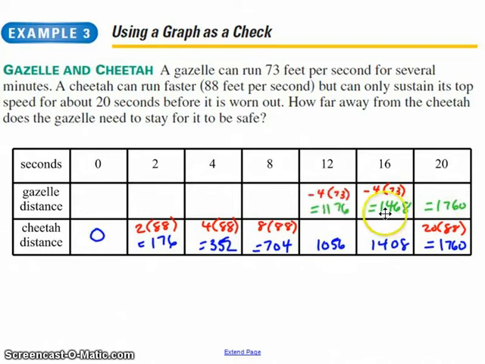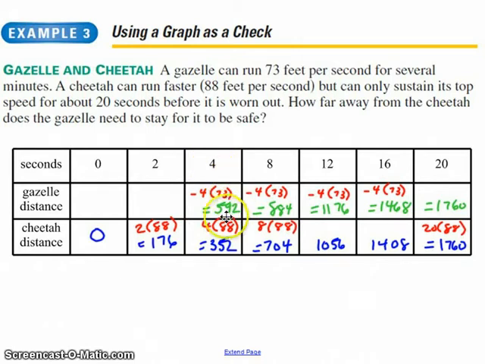And I do the same thing here. Another 4 times 73. I'm down to this far now. But notice, right here the gazelle and the cheetah are at exactly the same point. But here the gazelle is ahead of the cheetah. Here the gazelle is even farther ahead of the cheetah. You can almost imagine the cheetah catching up to the gazelle as you look at the numbers. And so here, again, each time it's 4 times 73.